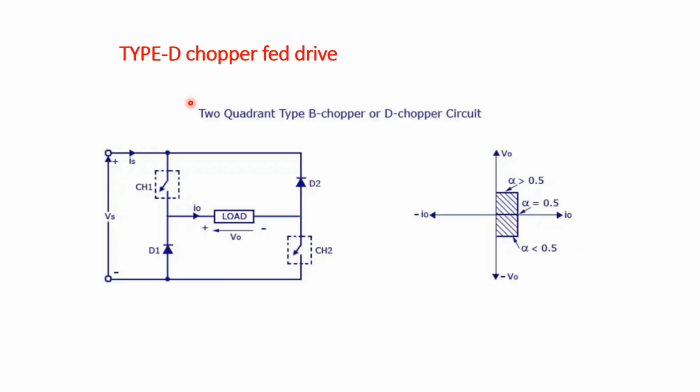Next we have type D chopper fed drive. When two chopper switches CH1 and CH2 are on, the output voltage V0 will be equal to the supply voltage Vs.